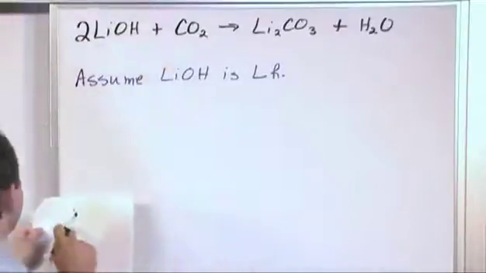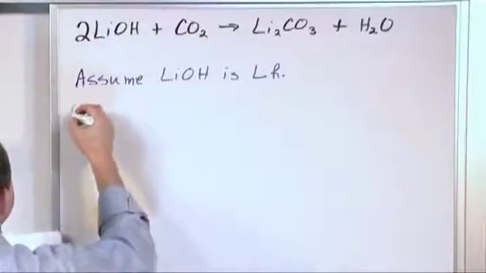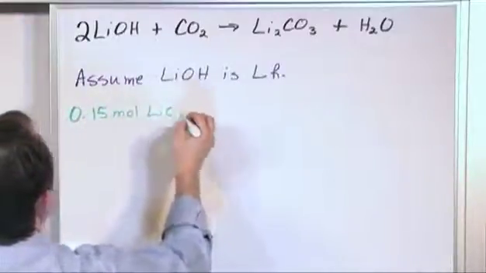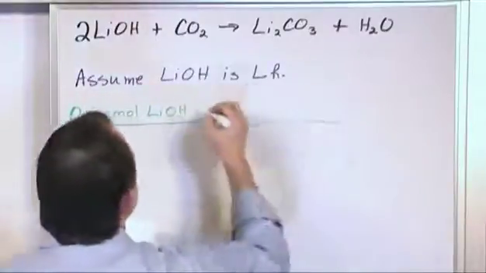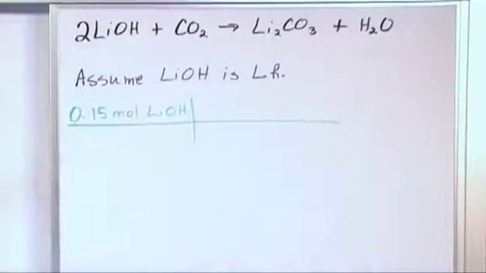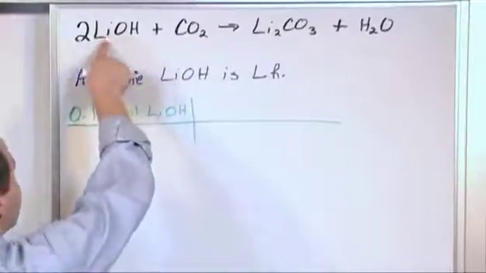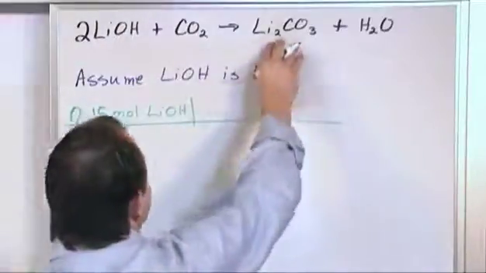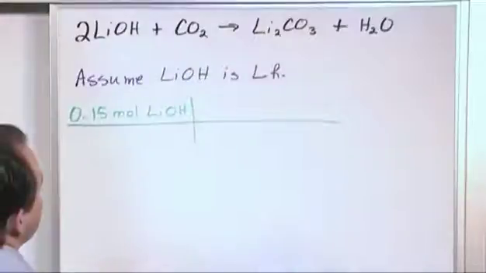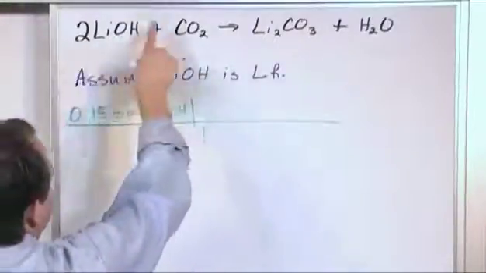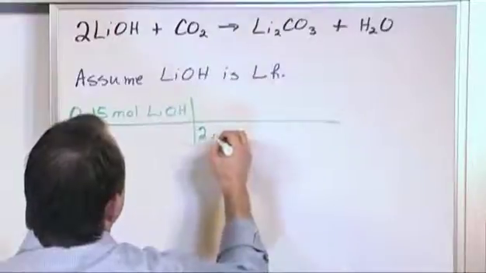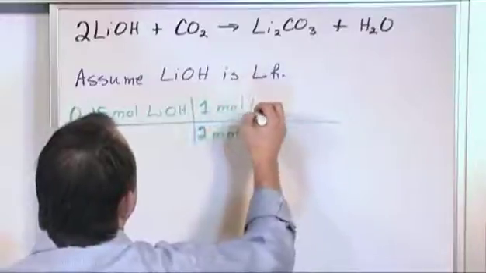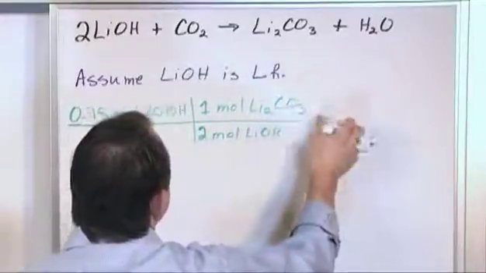Now look, it says if we react 0.15 moles of lithium hydroxide, so we'll just write that down, 0.15 moles of lithium hydroxide. This is what we start with in this assumption that we're making, that it is the limiting reactant. We want to find out, if this is how much we start with, how much product are we going to get? Because this is the one we're interested in. It says how much of this can be produced. So we do the molar ratio, 2 moles of lithium hydroxide for every 1 mole of lithium carbonate, Li2CO3.